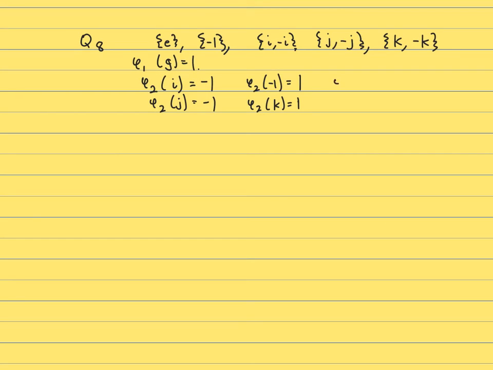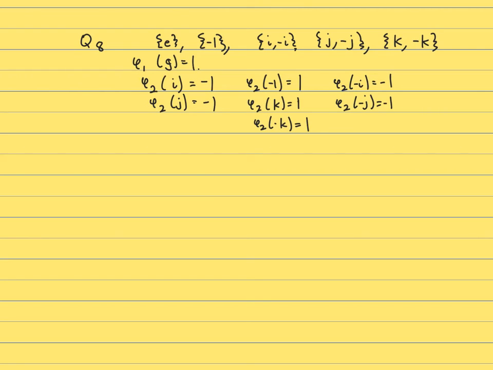Likewise, we immediately see that phi2 of negative I would have to be negative 1, phi2 of negative j has to be negative 1, and phi2 of negative k has to be 1. So once we pick these two values, all the rest are determined in order to be a homomorphism. And this ends up being a homomorphism. One can check that. And so this gives a valid phi2.